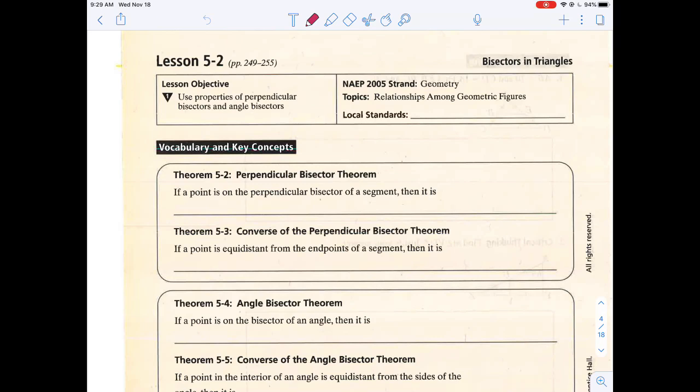It states that if a point is on the perpendicular bisector of a segment, then it is equidistant from the endpoints of the segment. Okay, so that one says if it's on the perpendicular bisector, it's an equal distance from each endpoint.